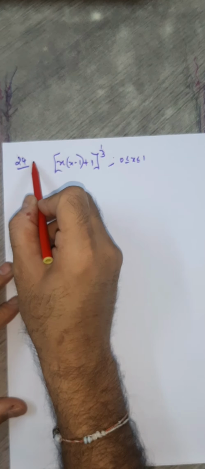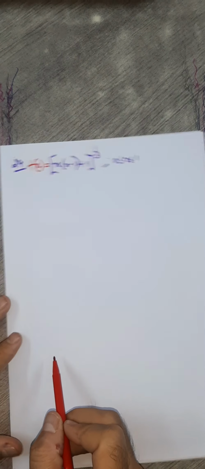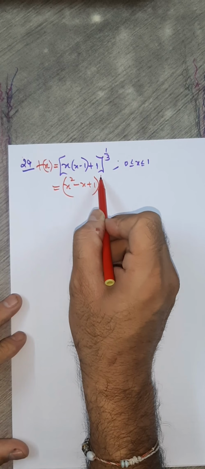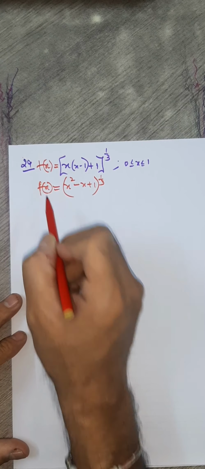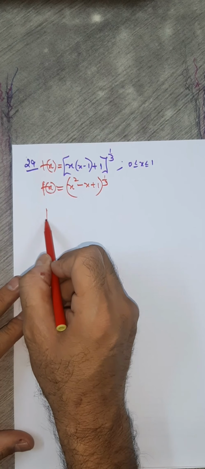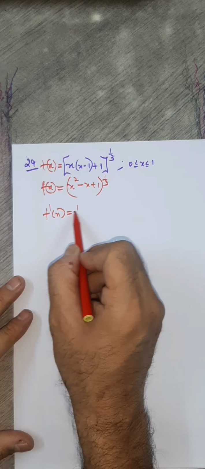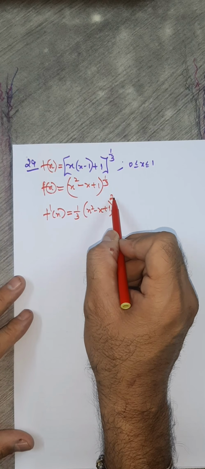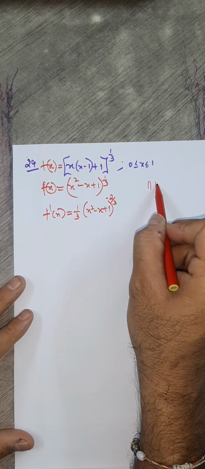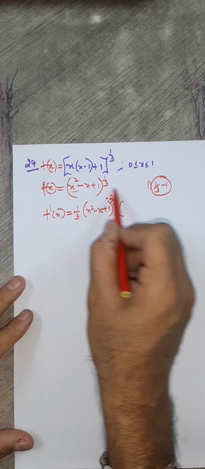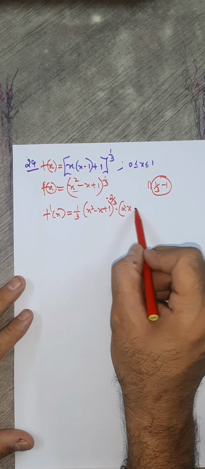In the 29th MCQ, you have this function. Like the previous question, you want the maximum value. If I just open it, x square minus x plus 1 raised to 1 by 3. This is your function. Fine. Now, as I did in the previous question, you just differentiate it. f dash x equals to 1 by 3 into x square minus x plus 1 raised to 1 by 3 minus 1. That is minus 2 by 3. 1 by 3 minus 1, so it is minus 2 by 3. By chain rule, differentiation of 2x minus 1.